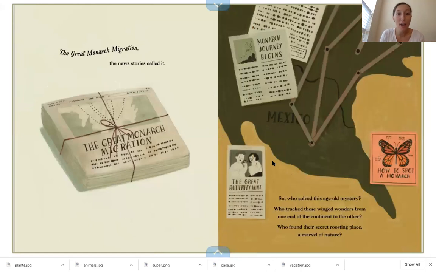The Great Monarch Migration, the news story called it. So who solved this age-old mystery? Who tracked these winged wonders from the end of the continent to the other? Who found their secret roosting place, a marvel of nature? So now our question is who? Who solved the mystery of where all those butterflies go?